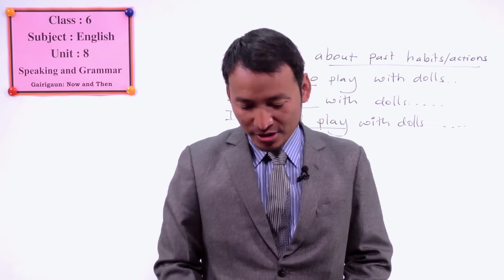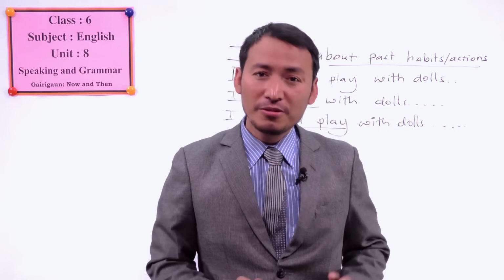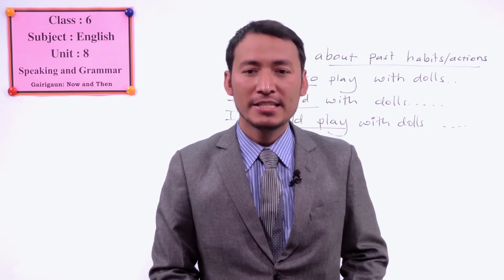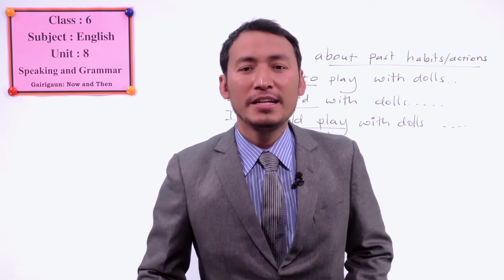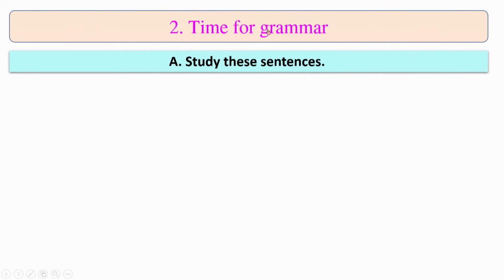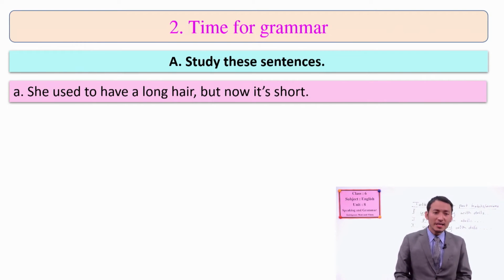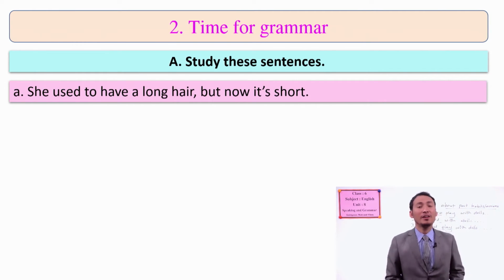Okay, students? So we are going to use "used to" very well from now because we have another exercise here. Now let's read, time for grammar. Let's study these sentences. She used to have long hair, but now it's short. Look here, the situation: she used to have long hair, but now it's short.